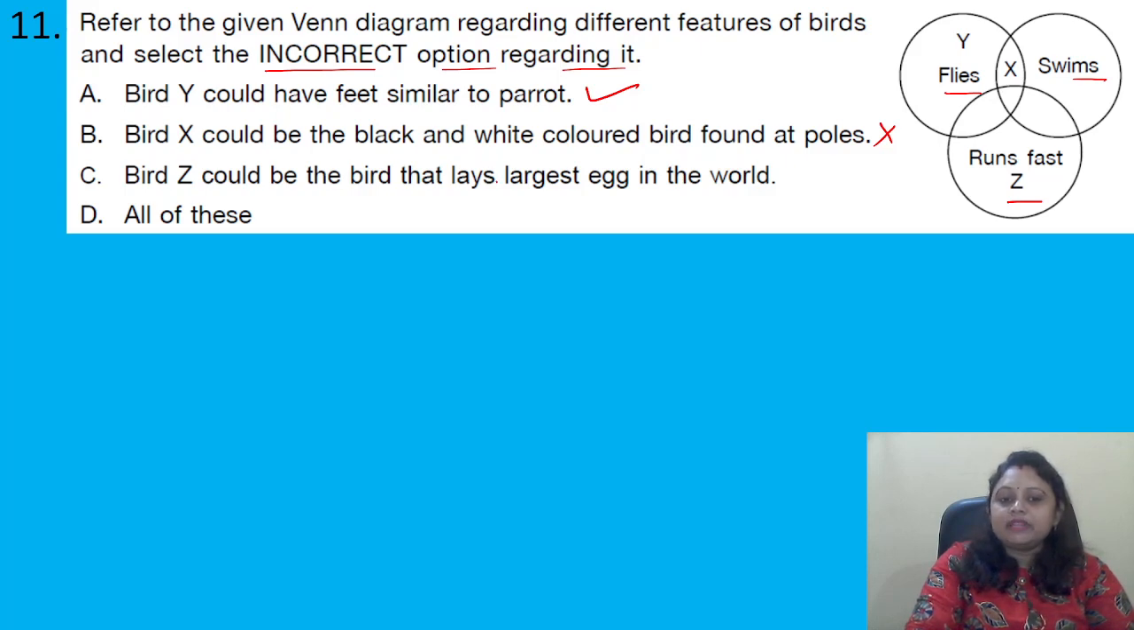Bird Z could be the bird that lays the largest egg in the world. Okay, so bird Z that runs far, the ostrich, lays the largest egg in the world. Yes, this one is correct. So the incorrect option is option B.